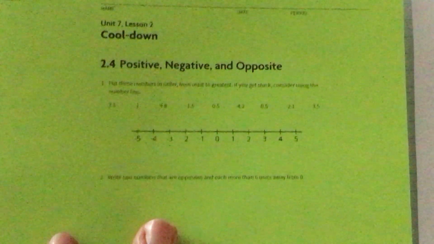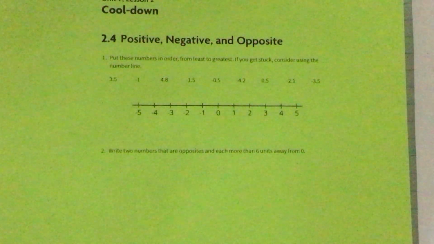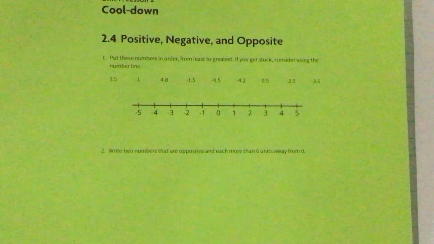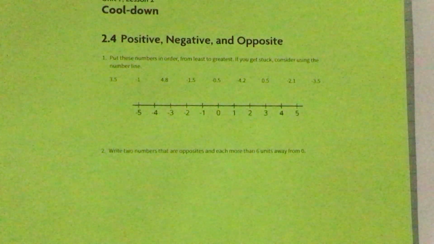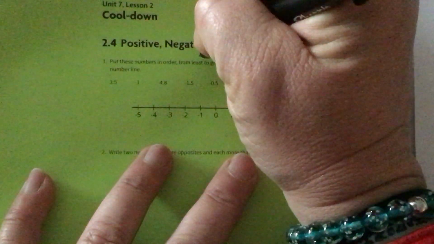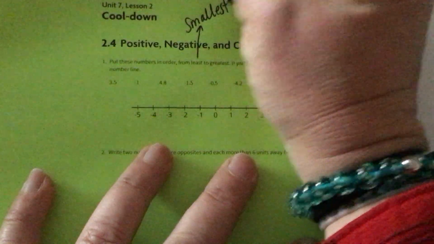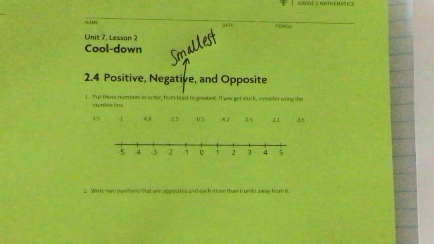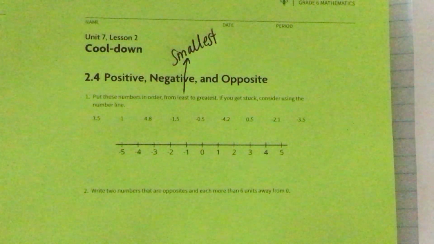Slide over to lesson 2, positive, negative, and opposites. So you are putting the numbers in order from least to greatest. What does the word least mean? Ben? It means less than or smallest. So the smallest number to the greatest number. For whatever reason, least is just a word that we don't understand.